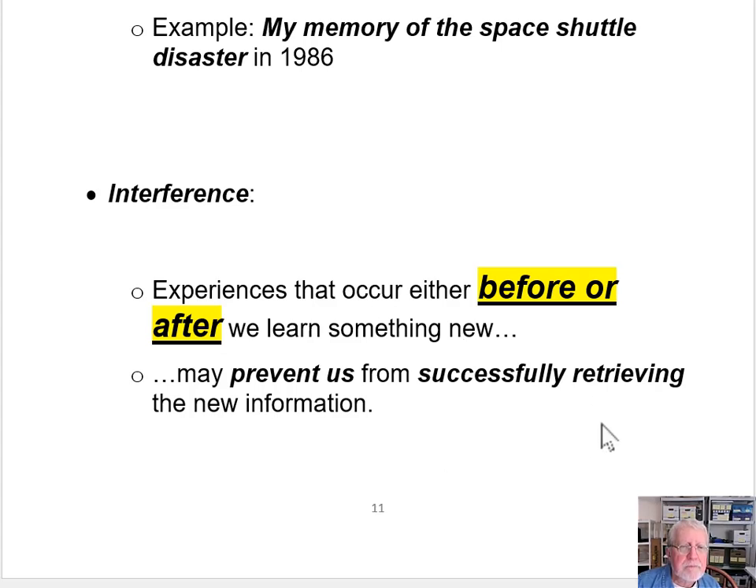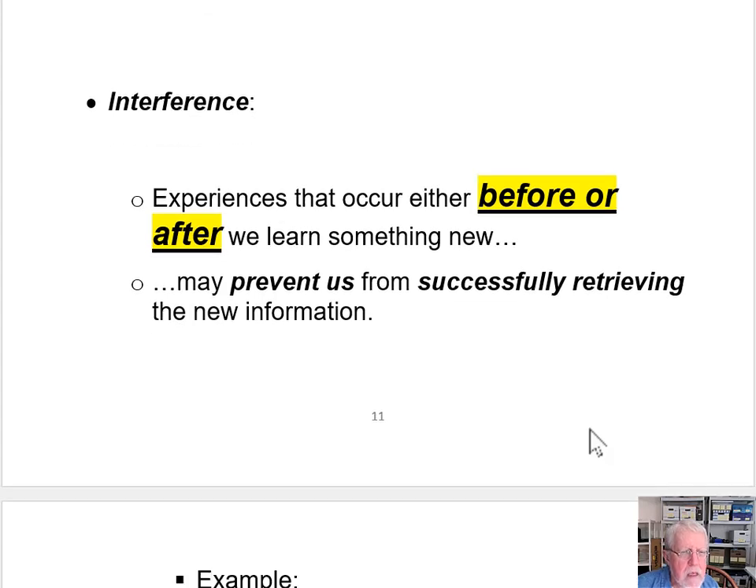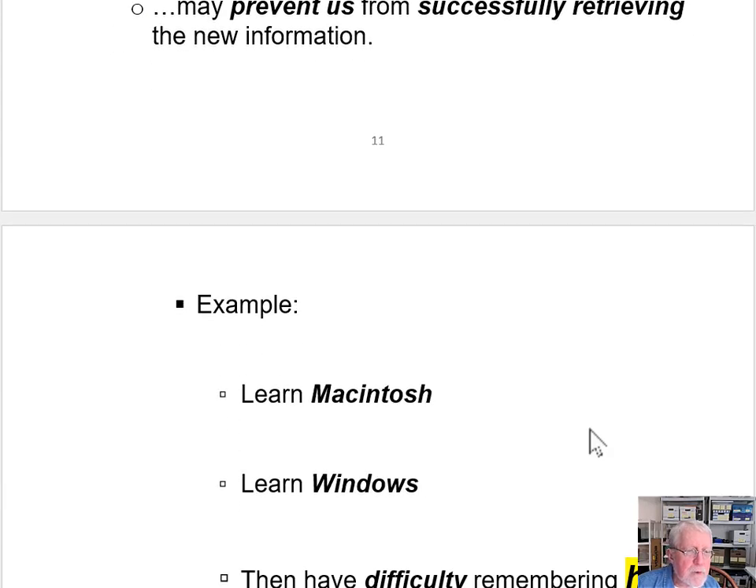Interference goes like this. Experiences that occur either before or after we learn something new may prevent us from successfully retrieving the new information. Old information can interfere with our ability to retrieve new information and vice versa. I'll give you an example of interference and how I might have difficulty retrieving something that I want to retrieve because of interference. This is another personal example.